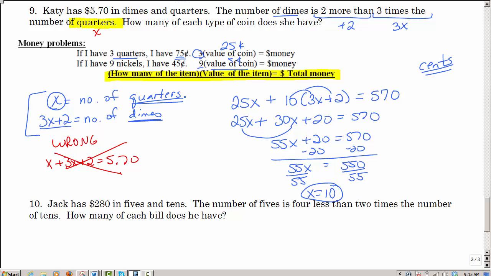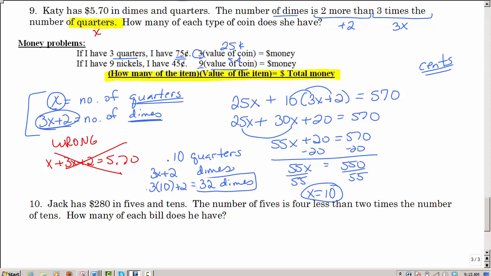X stands for the number of quarters. Katie had 10 quarters, and then 3x plus 2 was the number of dimes she had. So 3 times 10 plus 2, that's 30 plus 2. So that's 32 dimes. So she had 32 dimes and 10 quarters. Does it really equal $5.70? So this was wrong. Don't do that. You've got to multiply how many you have times the value. How many you have times the value to equal your total money.